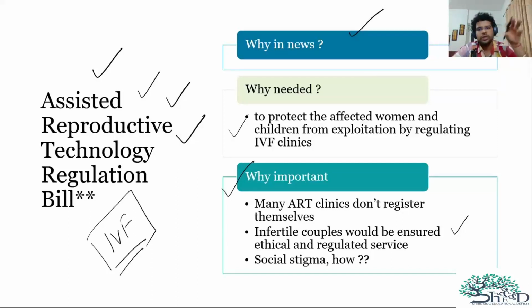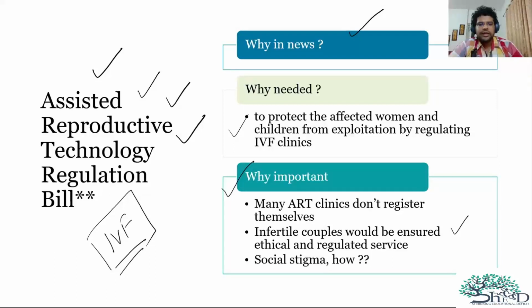If we don't regulate all these things, if we don't provide a path by which the surrogate mother can get her right, the child also has some rights, the parents also have some rights and obligations. So everybody should have some rights and obligations, and that should be enforced by some regulatory authority. So this is how we can ensure that infertile couples would get some ethical service, because couples might be paying money, right?